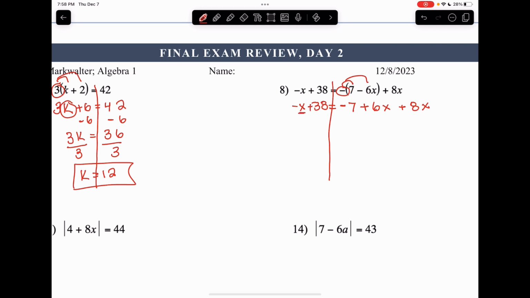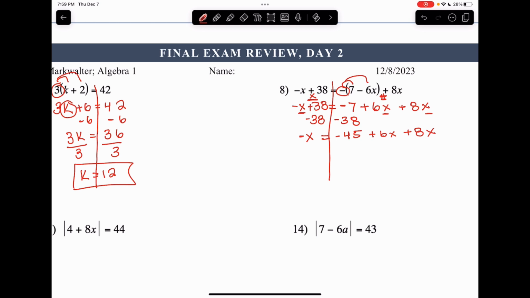Since I have an x on both sides, I'm going to claim the left side as the x side and the right side as the number side. And I'm going to get everything where it belongs. So I need to subtract 38 to the other side. And that will get me negative x equals negative 45 plus 6x plus 8x.